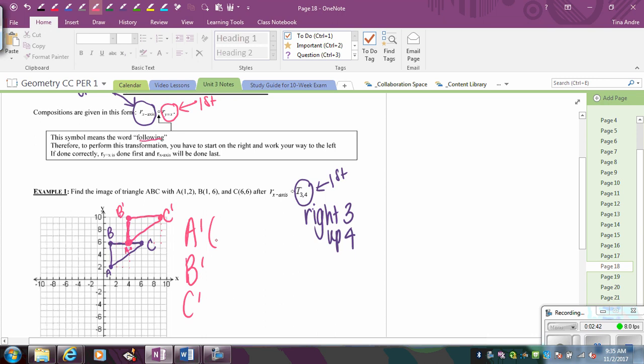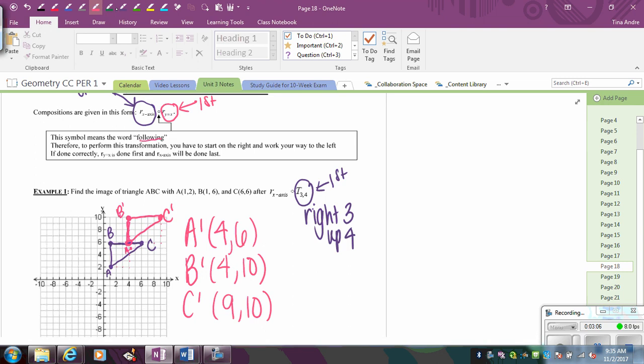So I have A prime is going to be (4, 6). B prime is (4, 10). And C prime is (9, 10). And again, I could have gotten those first by adding 3 to each of the x values and adding 4 to each of the y values, and then graphing them. And now that I have these, I'm going to do the reflection.